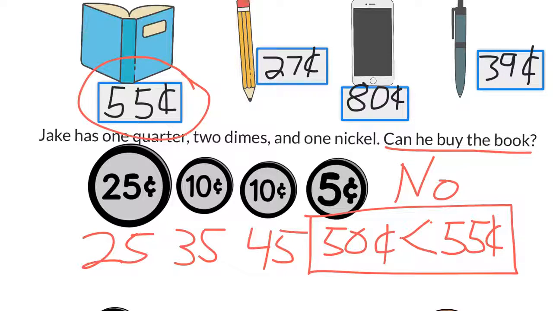So to recap, we are going to show the money by drawing or using our coins. We're showing the skip counting, and then finally we're comparing the amount that the object costs to the amount that we have to see if we can buy it or not.